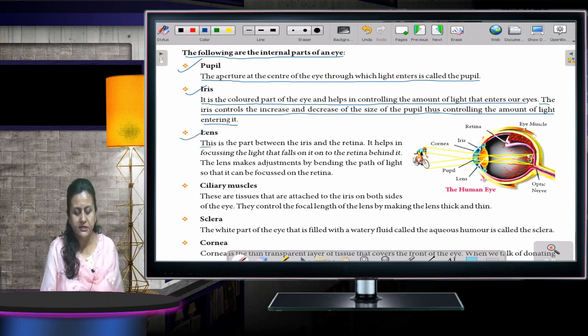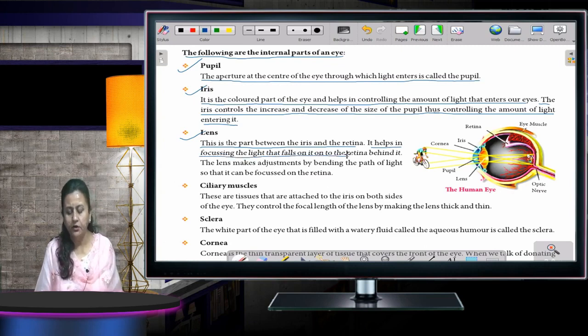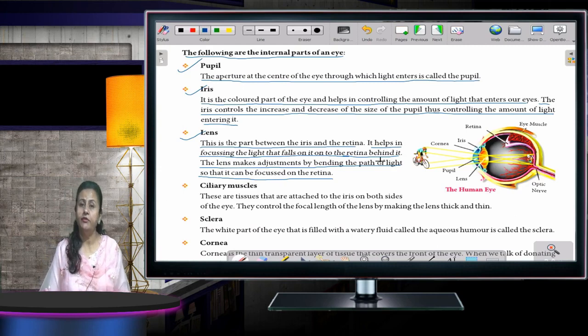Lens. This is the part between the iris and the retina. It helps in focusing the light that falls on it to the retina behind it. The lens makes adjustments by bending the path of light so that it can be focused on the retina.